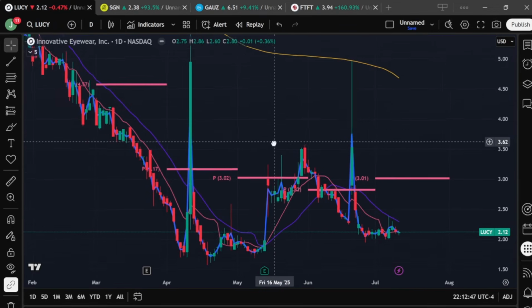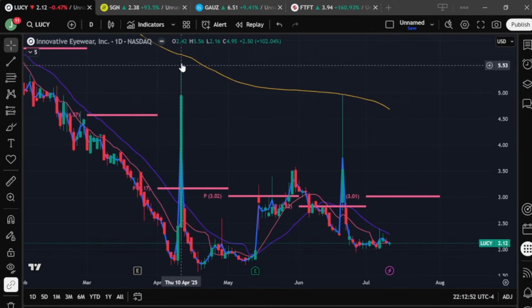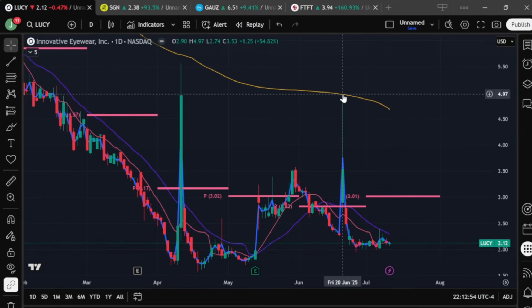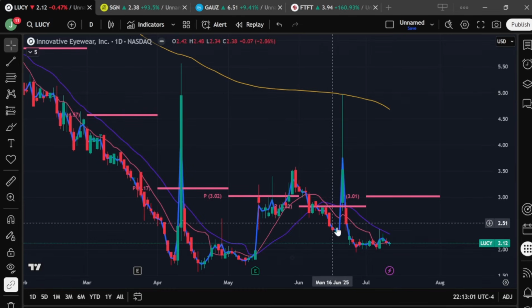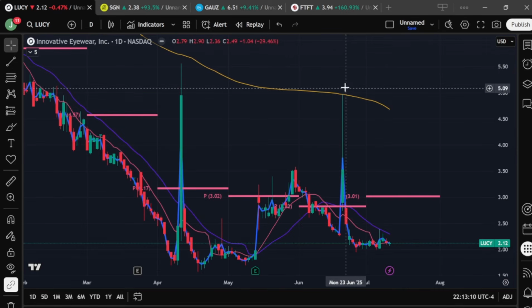So the first example is LUCY, and as you can see, it already clearly has a history of struggling to break above the 200. This one was pretty interesting, literally right on the dot at $5, which probably made this move even stronger because it had to come all the way from the 230 range, and $5 is a psychological level. It's hard to break anyway. It timed with the daily SMA and immediately failed.